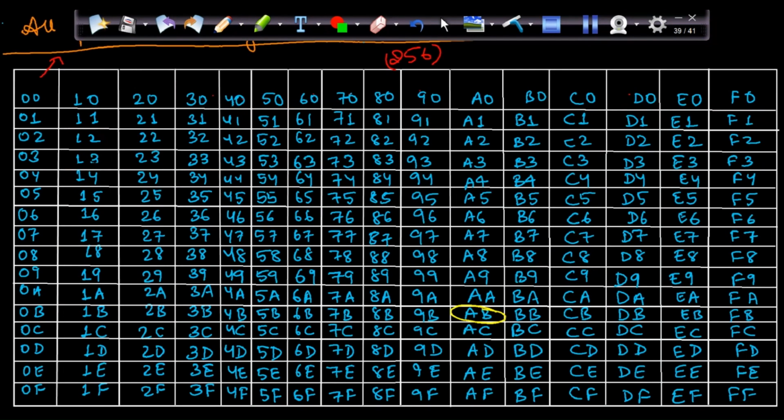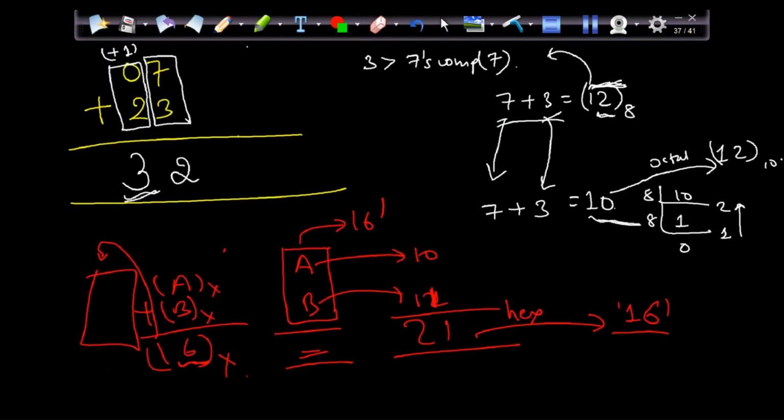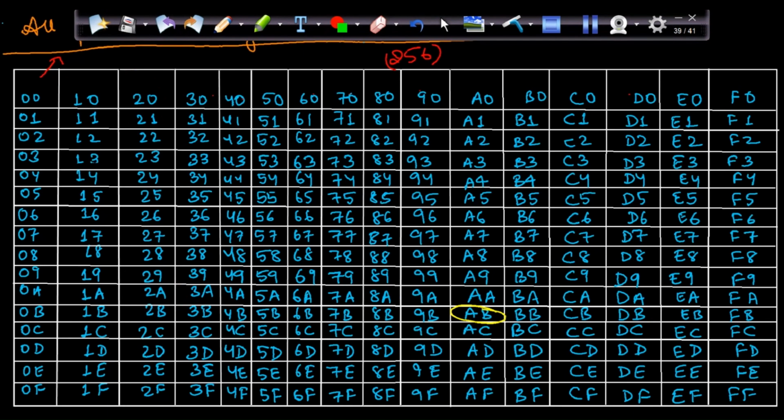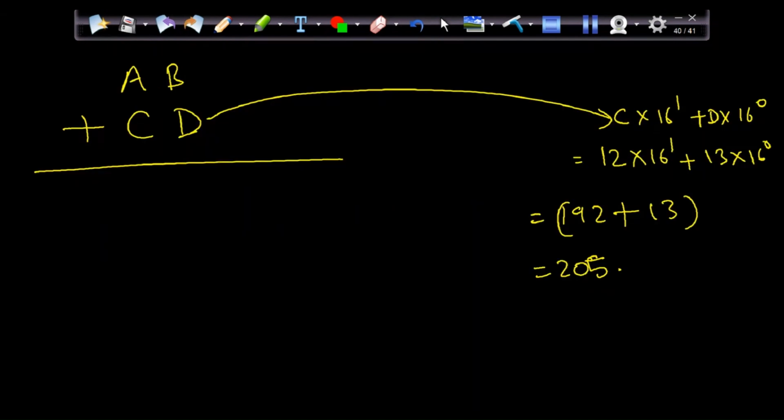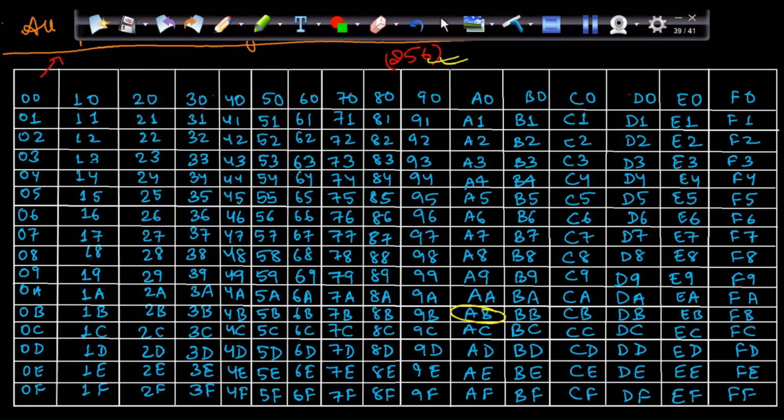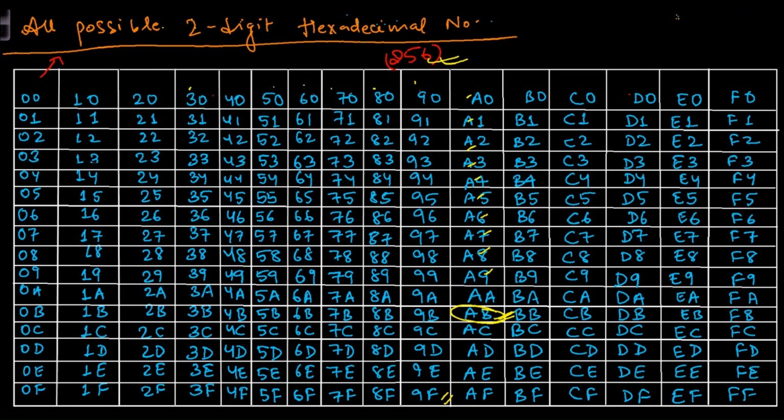So I cannot do it practically in this case. From AB you have to move 205 steps ahead, and then whatever you get will be the answer. I cannot show it within all possible 2-digit numbers, because this is only all possible 2-digit. How many all possible 2-digit hexadecimal numbers are there? It is 256. I think AB is the 171st number. If you list all successive hexadecimal numbers, then AB is the 171st number.